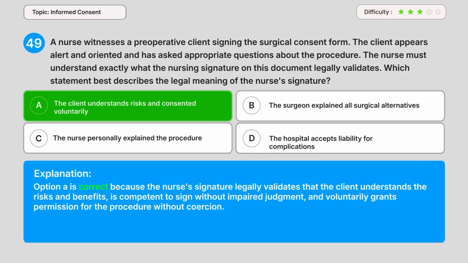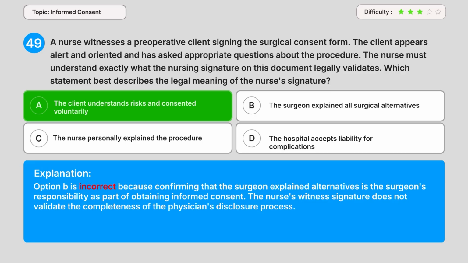Explanation. Option A is correct because the nurse's signature legally validates that the client understands the risks and benefits, is competent to sign without impaired judgment, and voluntarily grants permission for the procedure without coercion.